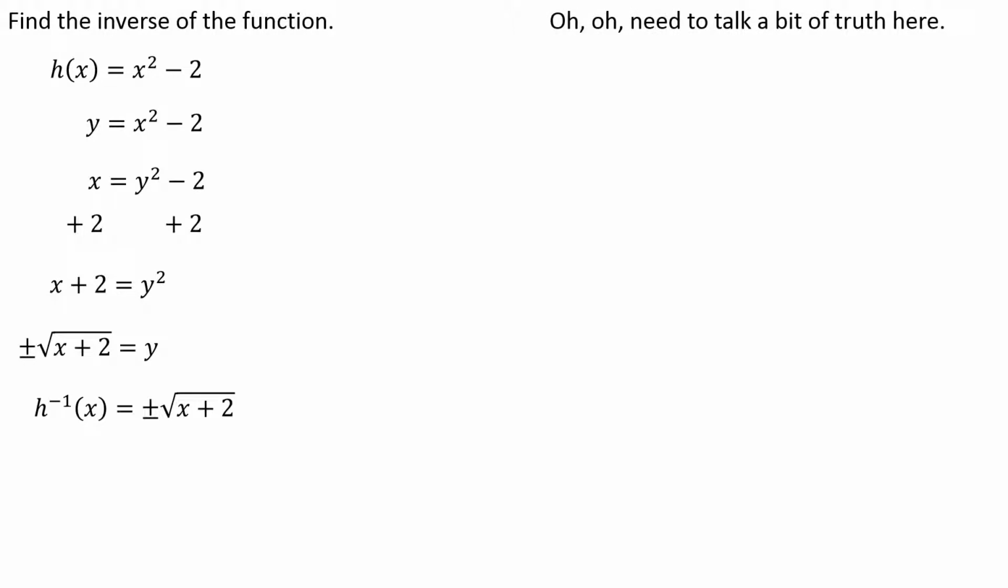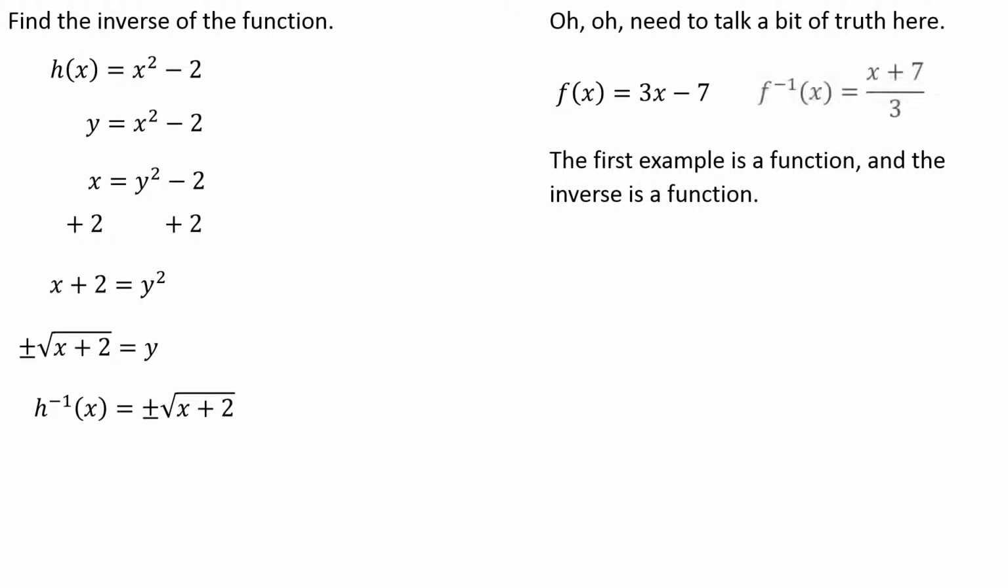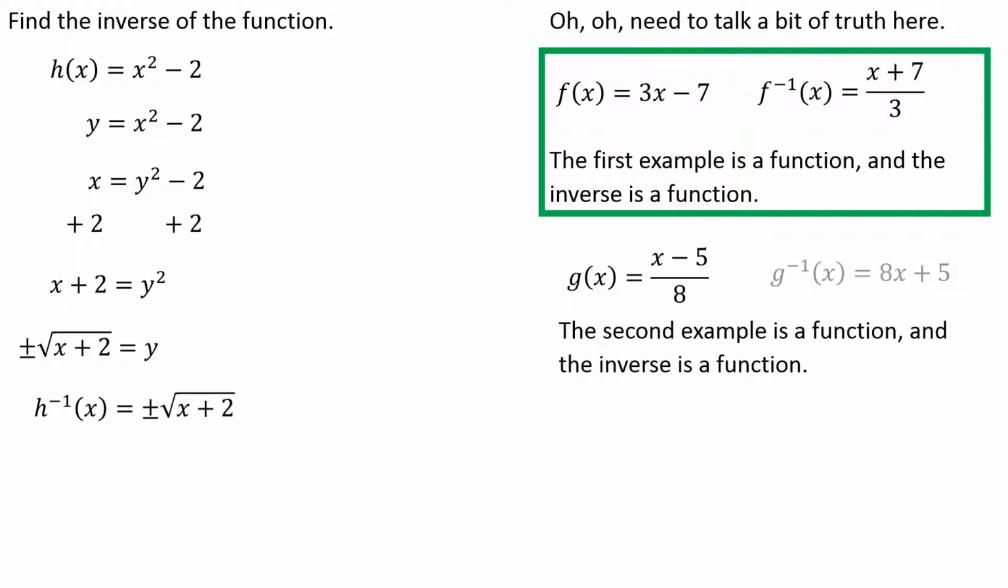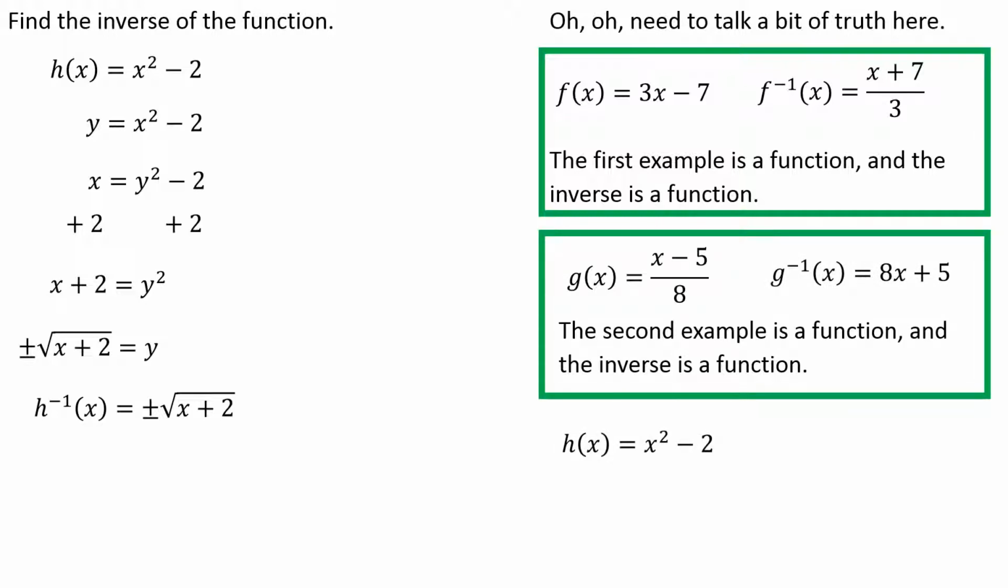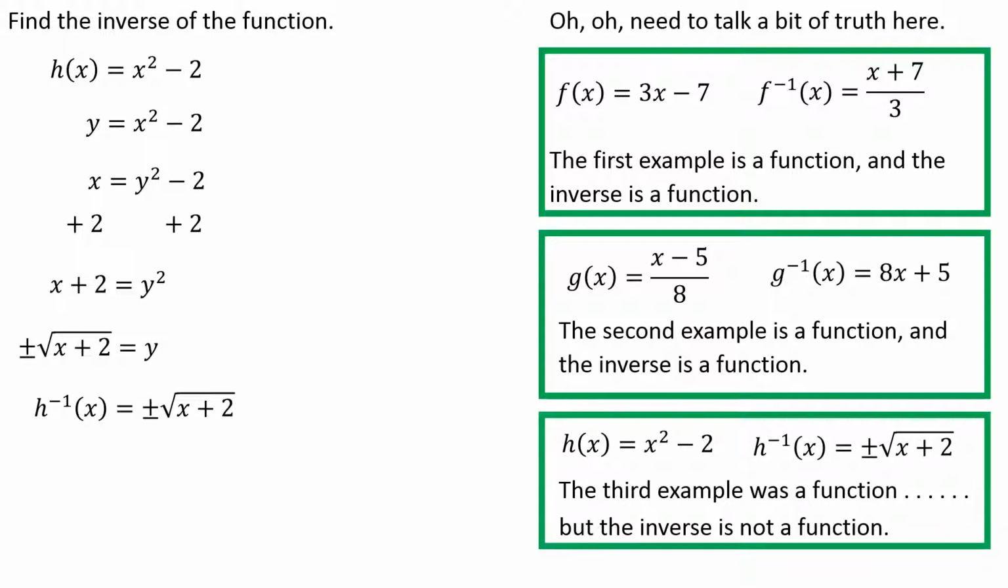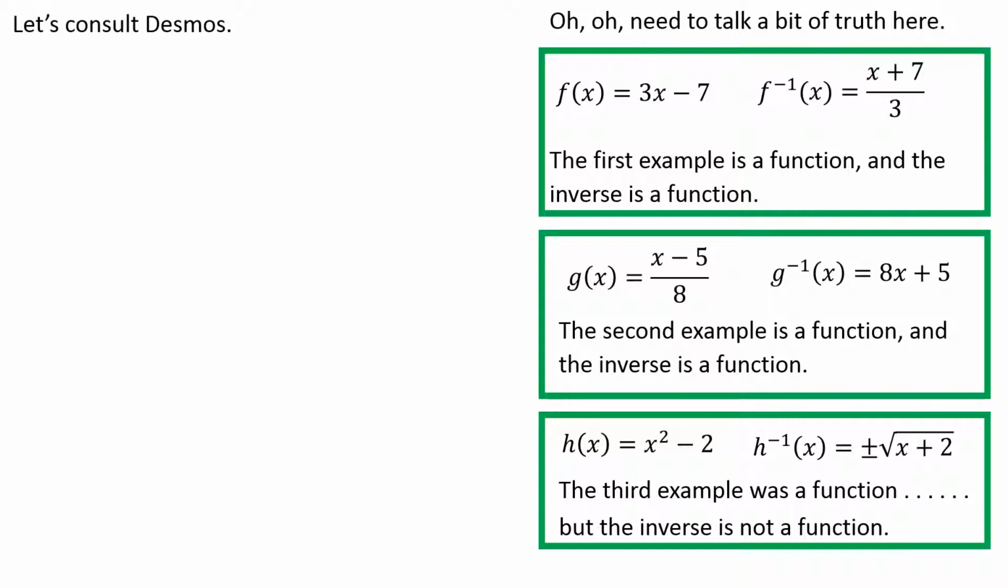Well, let's take a little bit of truth serum here. That first example was a function, and the inverse was also a function. That second example was a function, and the inverse was also a function. That third example was a function, and the inverse is not a function. Now, what's the easiest way of telling whether or not a relation is a function? Well, let's go to our friend Desmos.